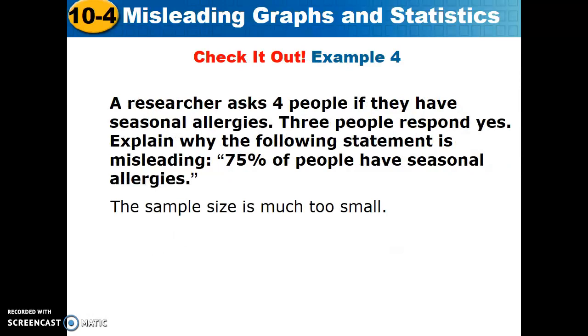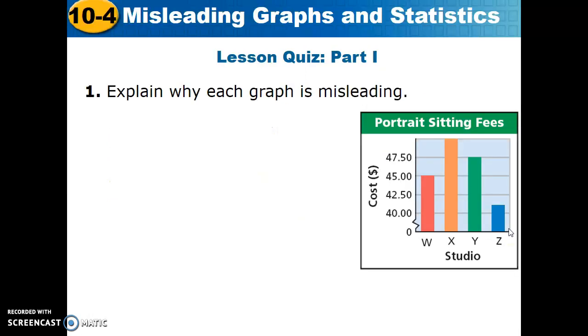Another example, researchers asked 4 people if they have seasonal allergies. 3 responded yes. Explain why the following statement is misleading. 75% of people have seasonal allergies. And we can see from the last example that this sample size is much too small to represent all people.